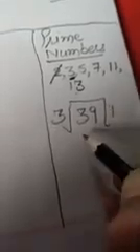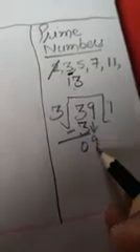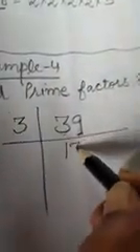So we will divide 39 by 3. When you divide 39 by 3, what quotient do you get? See here, 3 ones are 3. Next is 9, 3 threes are 9. Then what quotient did you get? 13. Yes, here we will write 13.